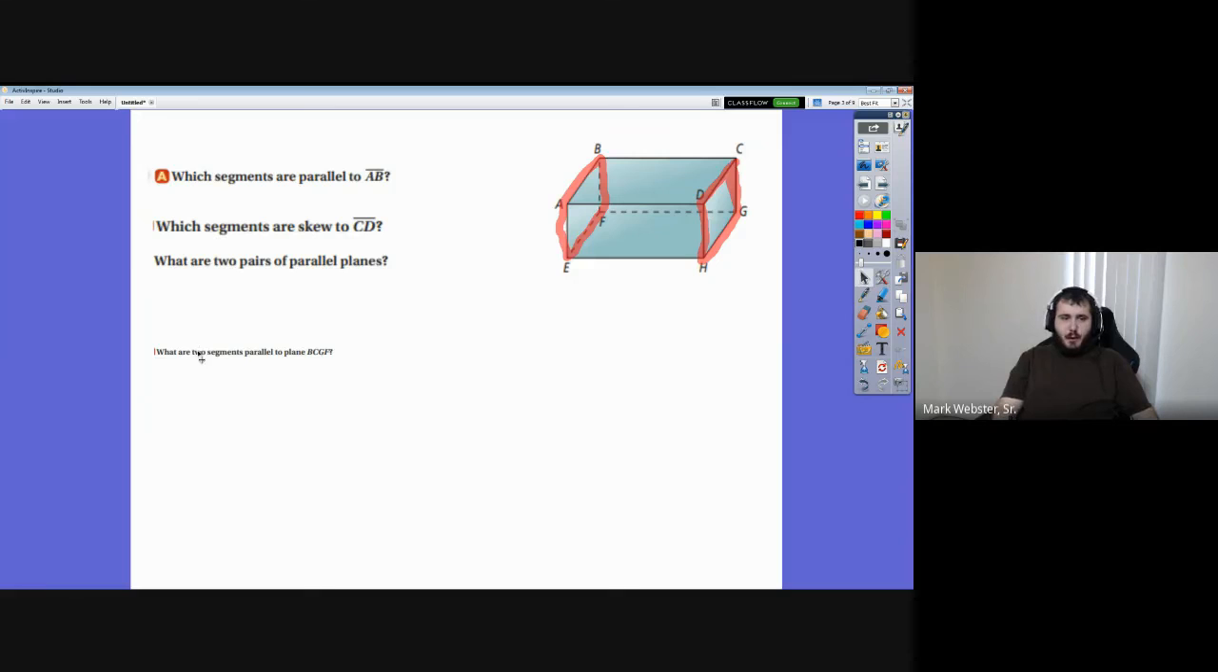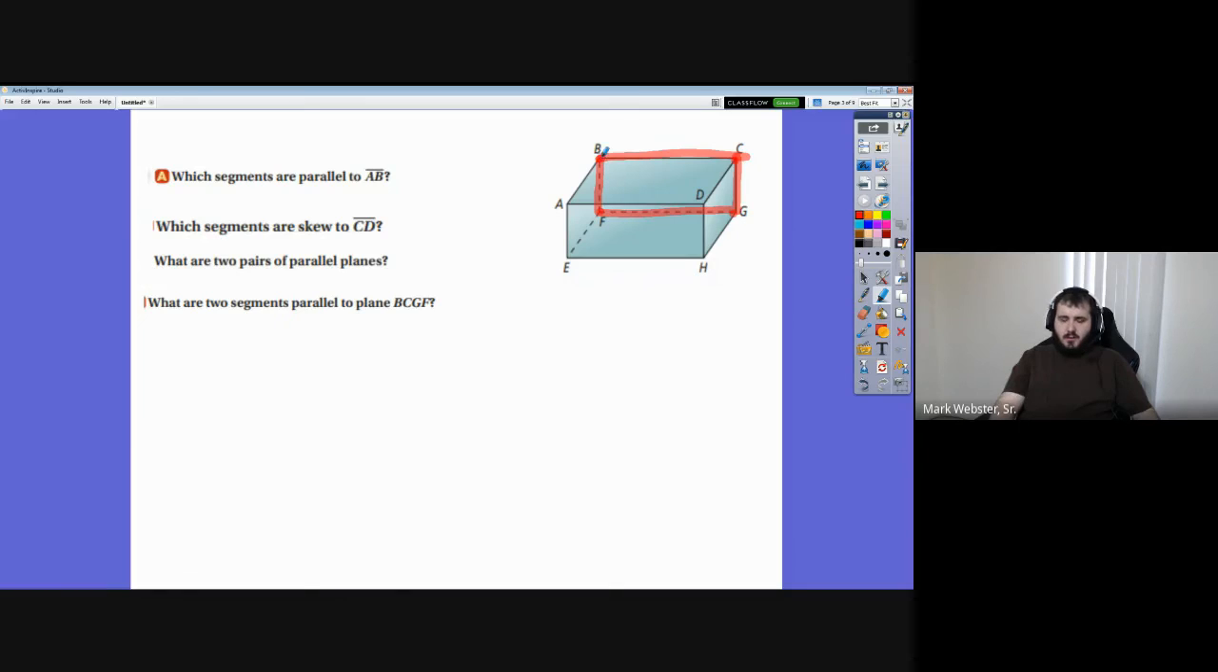And then finally, now it's asking about segments that are parallel to a plane. Well, let's first highlight the plane so we can see what we're talking about. They want BCGF. And all you have to do when you're doing this, look for the letters so you can figure out what side we're talking about, right? We're talking about this back face on this box.